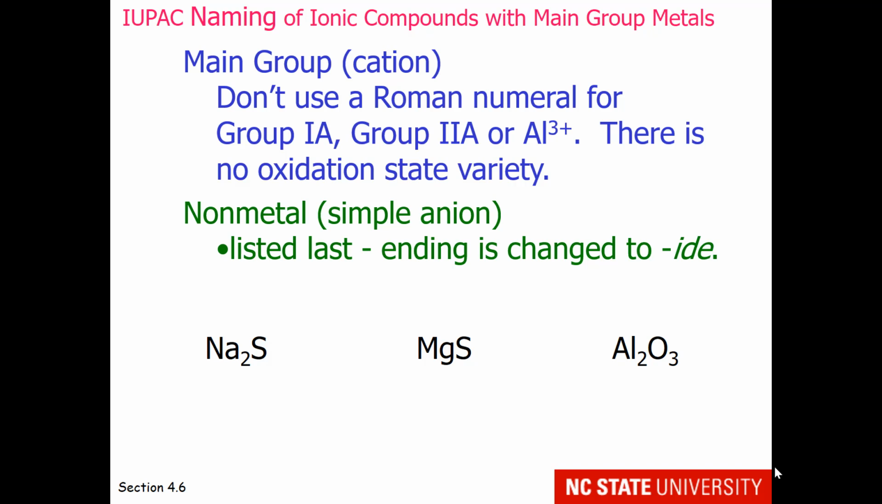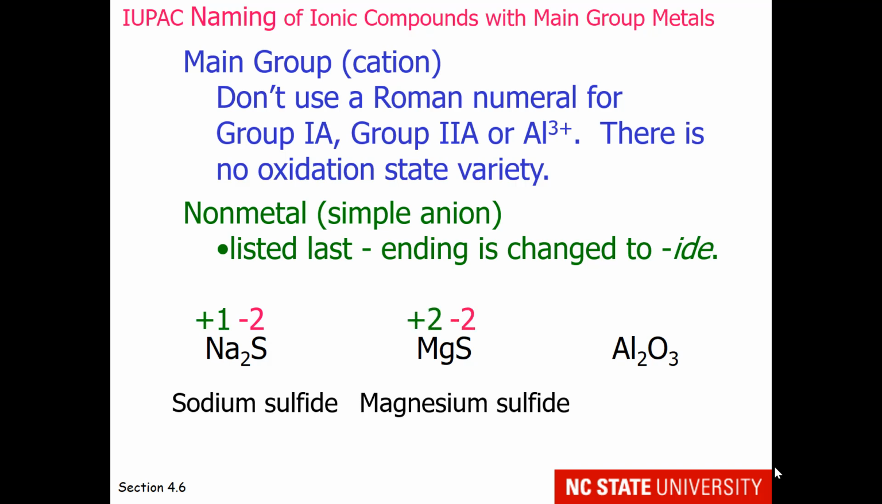So our first compound, Na2S, is called sodium sulfide. Notice that the sum of the oxidation states is 0. Our next compound, MgS, is simply magnesium sulfide. And our last compound, Al2O3, is just aluminium oxide. There's no reason to say that there are 2 aluminiums and 3 oxygens. A chemist understands the typical oxidation states and how to crisscross the charges to make a neutral ionic compound.